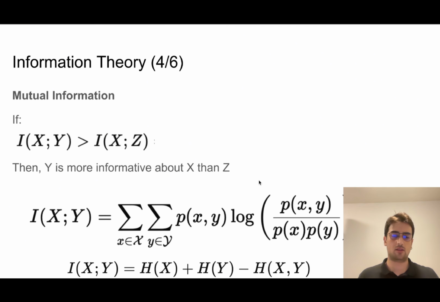And don't get scared with this formula. It looks like the KL divergence formula, and it's even similar to the entropy formula. When you look at it, it's actually nothing more than entropy of x plus entropy of y minus the joint entropy of them. Okay. So yeah, that's it for the mutual information.